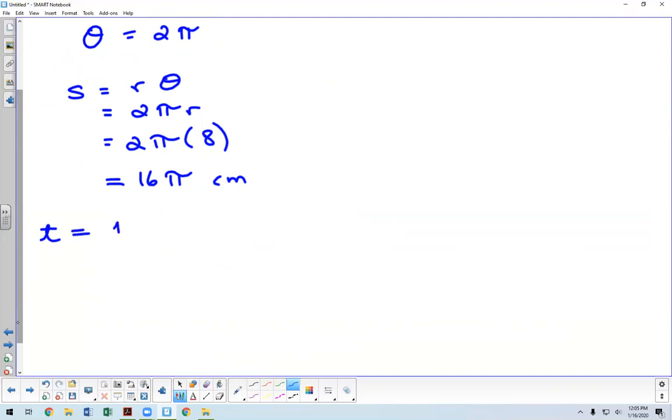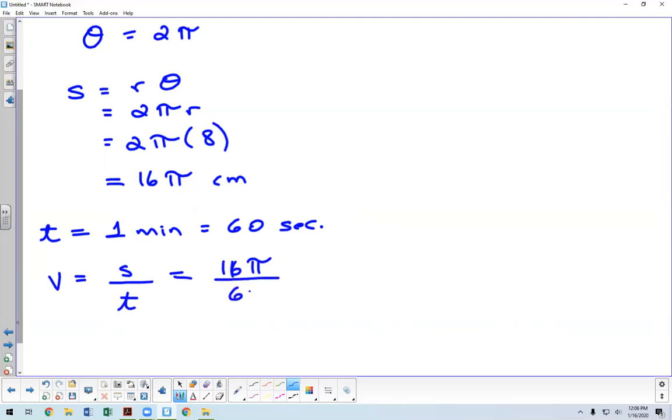So time will be, again, it's a second hand, which means in a minute it does the whole revolution. So that's 60 seconds. Okay. So for our linear speed, that's arc length divided by time. Arc length was 16 pi divided by 60 seconds. So that's centimeters over seconds.